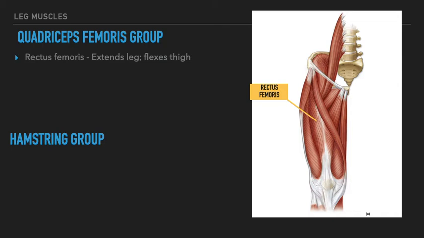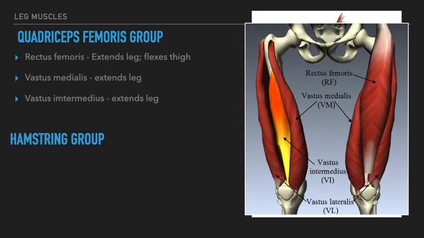The insertion is going to be that quadriceps tendon that you can see here near the bottom. And then that takes you to the patella and the patellar ligament, which is also going to be attached to the tibia. Next is the vastus medialis. This extends the leg. The origin here is going to be on the femur, and then the insertion will be the quadriceps tendon, again to the patella, and then that patellar ligament, which will take you to the tibial tuberosity.